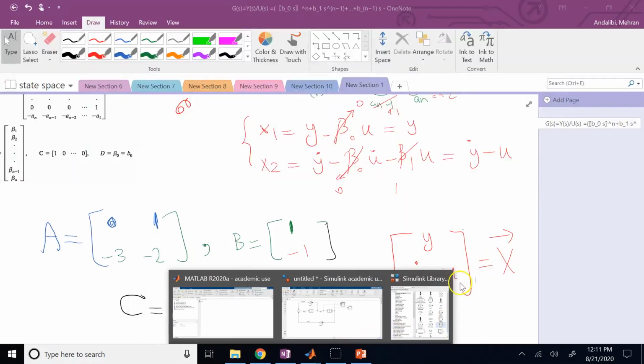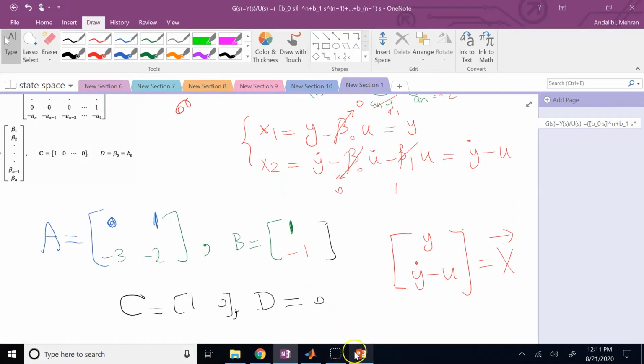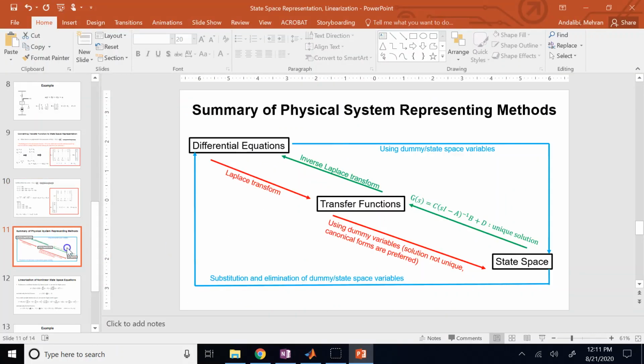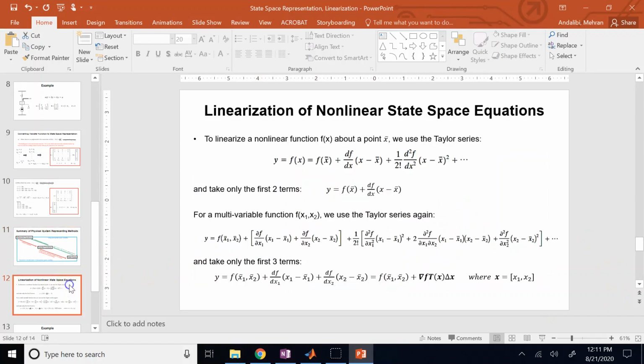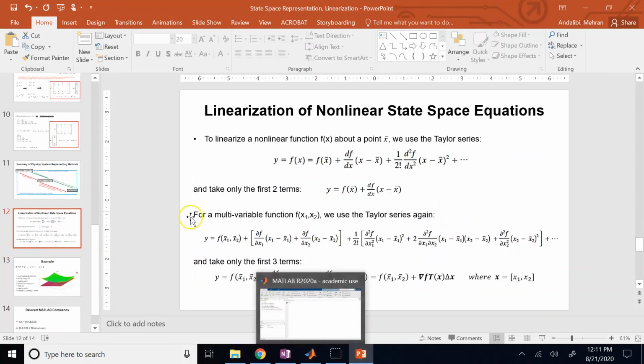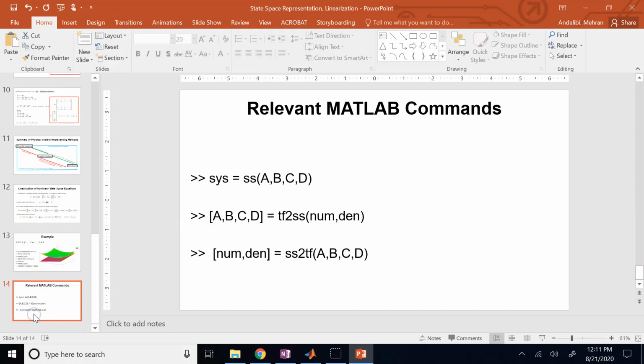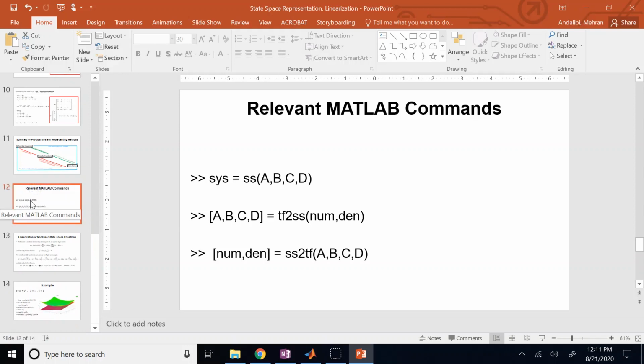Okay, so I got that one done. So now I know how to go back and forth between all of them. The last thing, since I have a little bit of time, I would rather finish the whole thing, is linearization of nonlinear state space equations, because this is actually very fast. But before I go to that, let me show you relevant MATLAB commands, because that is useful.